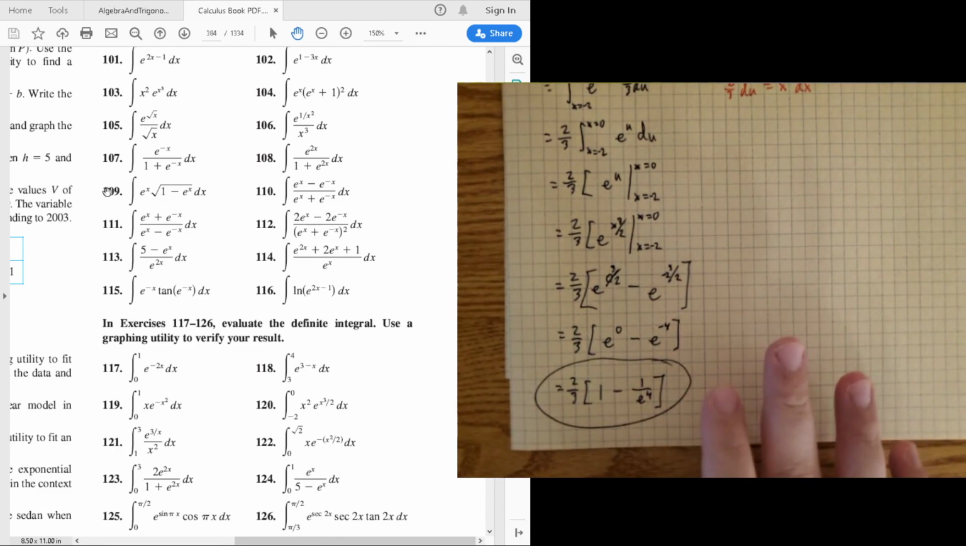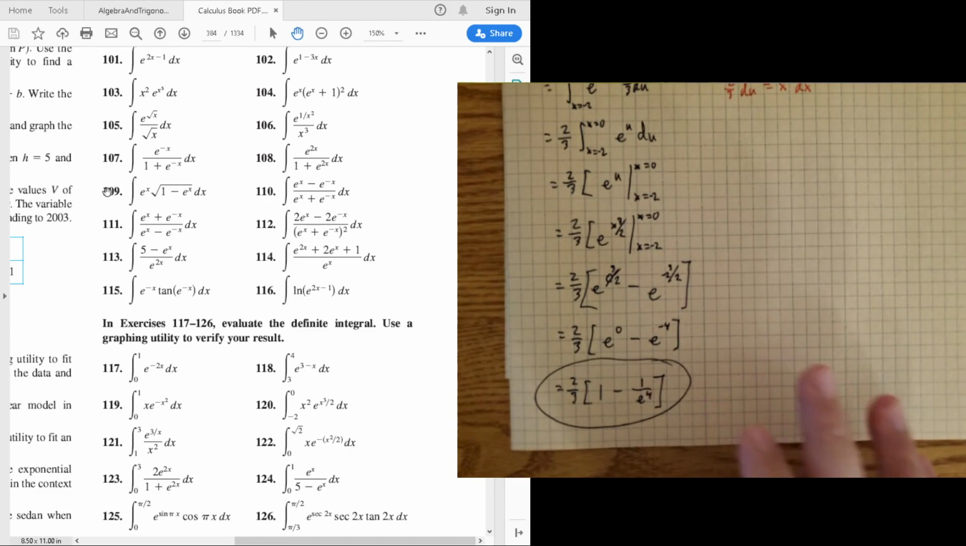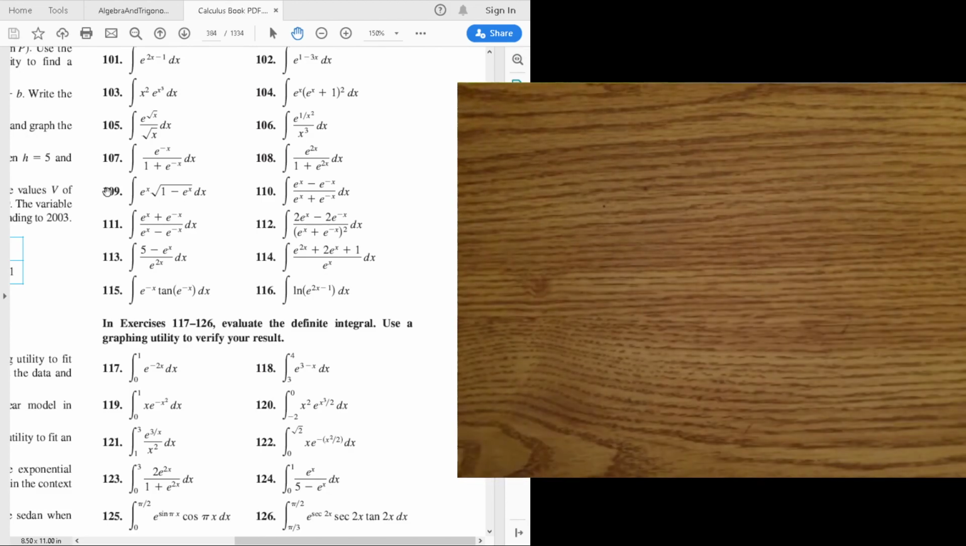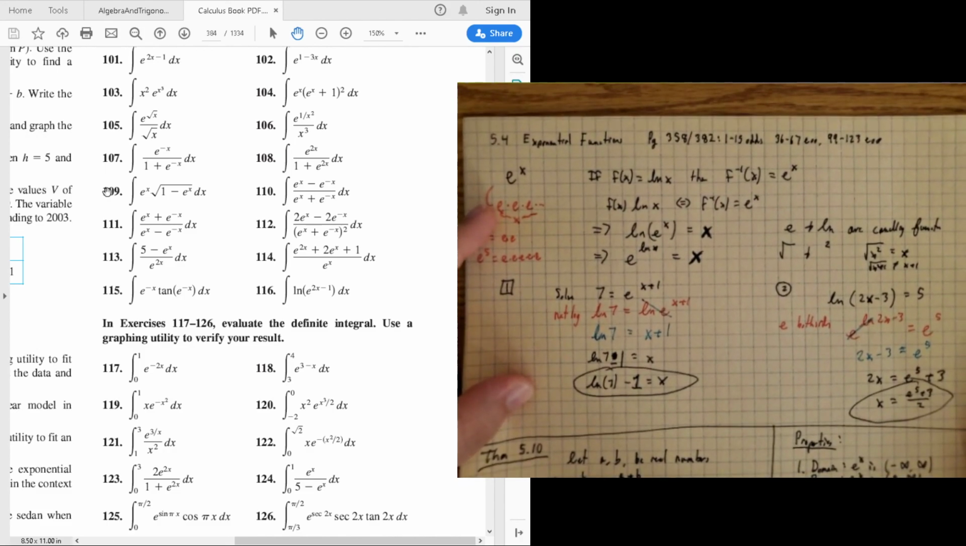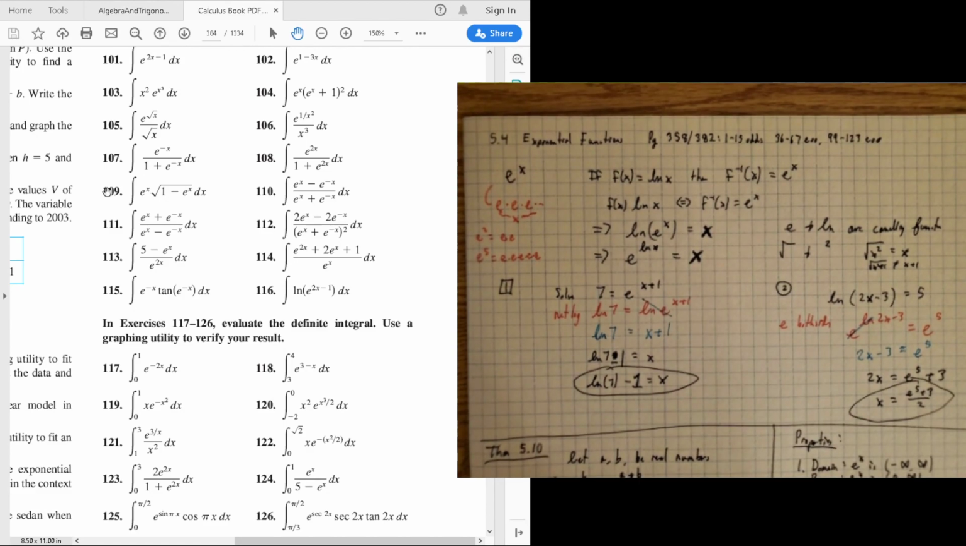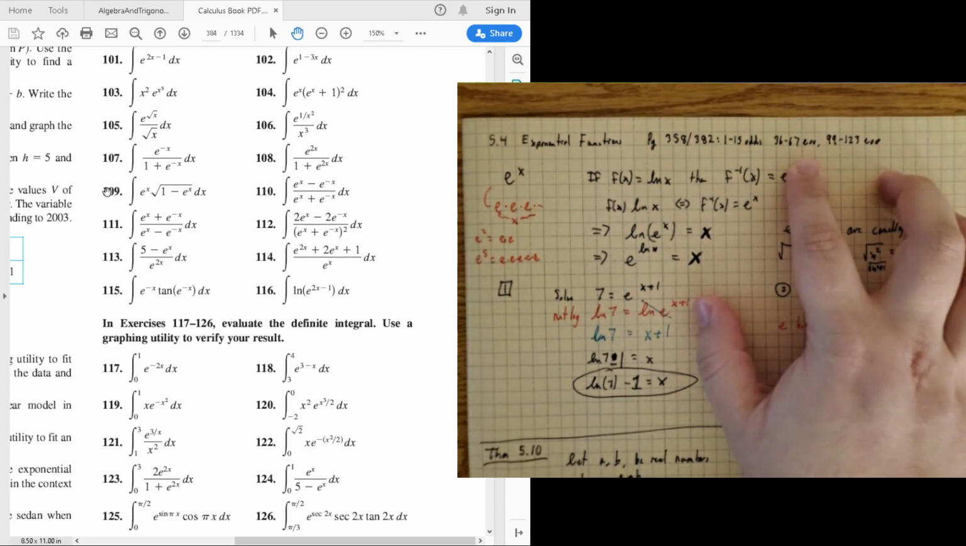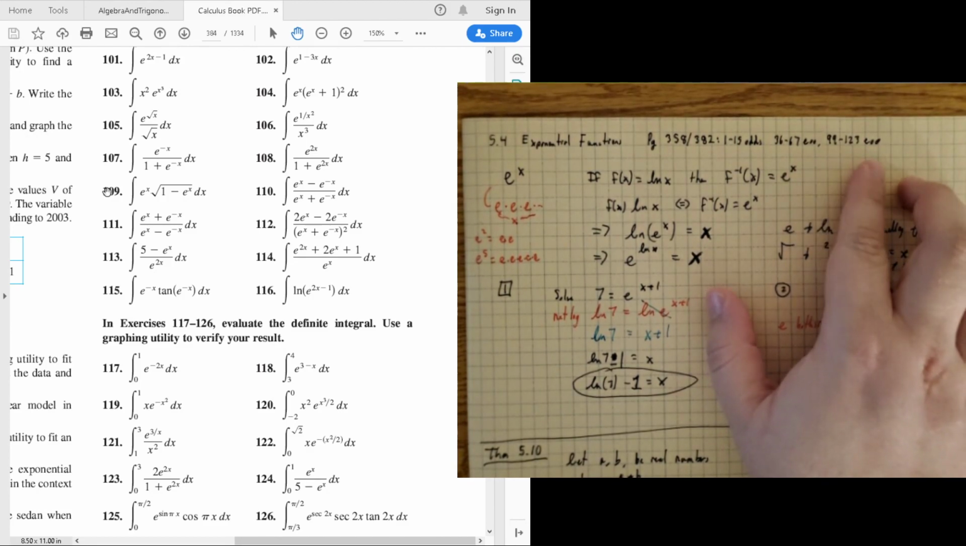Reminder, our homework assignment for tonight. Page 358, problems 1 through 15 odds. Those are the ones dealing with just the properties of the exponential function. And the ones that are calculus based are 36 through 67 every other odd, and 99 through 123 every other odd.